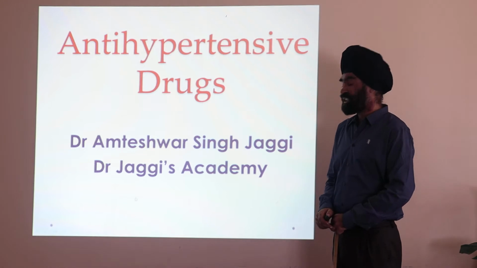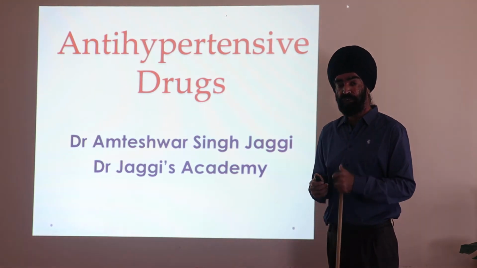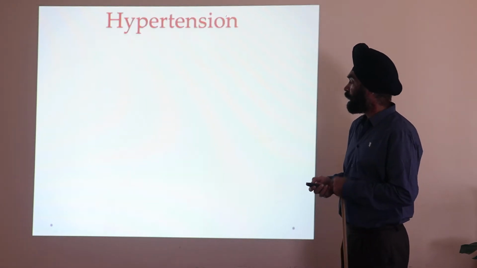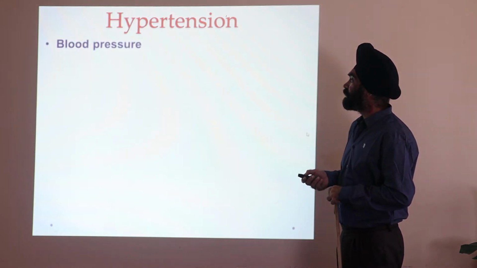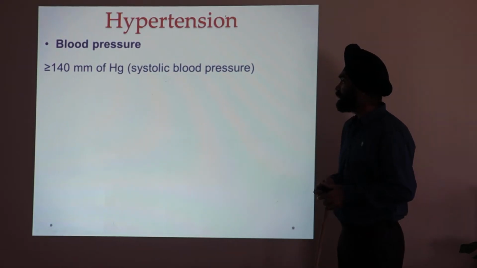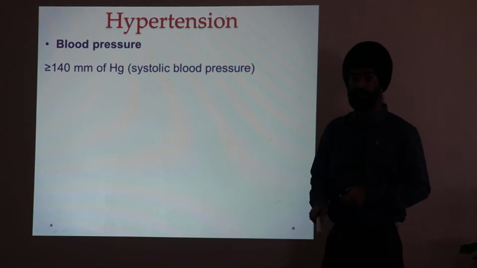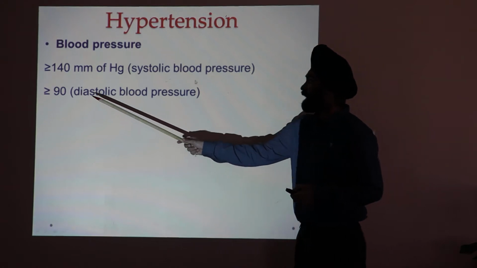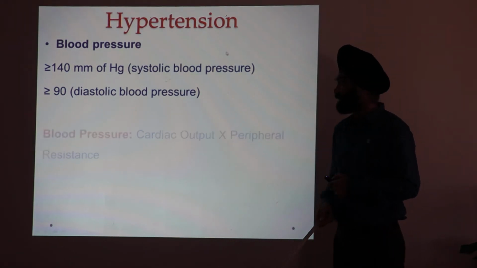In today's lecture, I will discuss the drugs which can be used for the management of hypertension. So this is the first part of the video in which I will discuss the first drug of choice in hypertension. First of all, we say hypertension when the systolic blood pressure is equal to or more than 140 mm of mercury and the diastolic pressure becomes more than 90 mm of mercury.